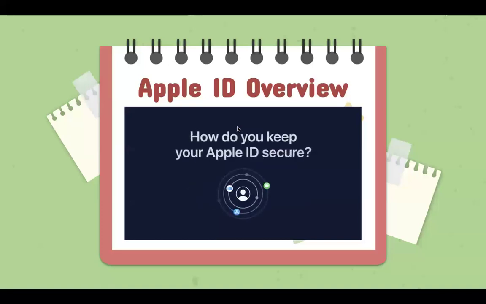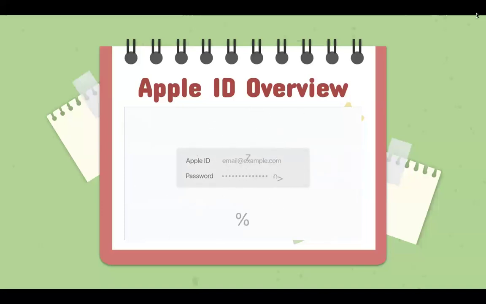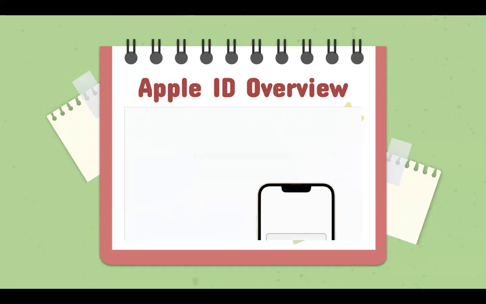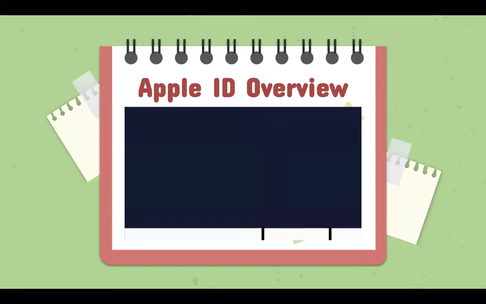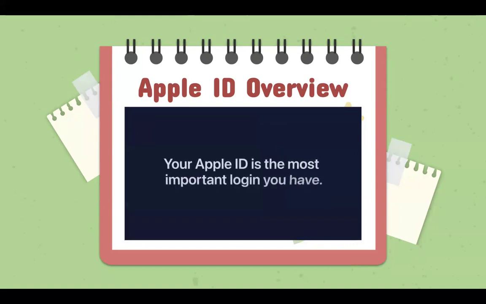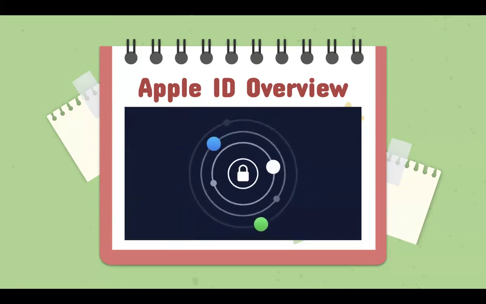How do you keep your Apple ID secure? First, use a strong password that you can remember. Don't reuse it anywhere else, and don't share it with anyone. Then make sure you're using two-factor authentication, which is designed to keep someone else from signing in as you, even if they know your password. When it comes to Apple, your Apple ID is the most important login you have, so make sure the only one who can access it is you.